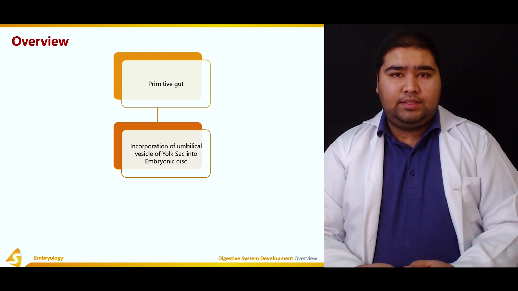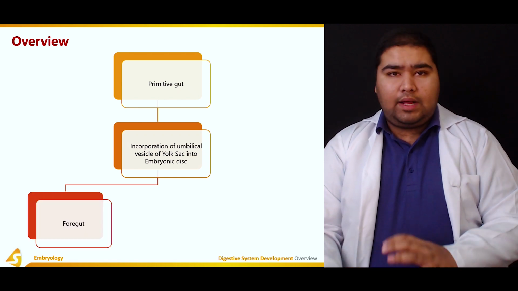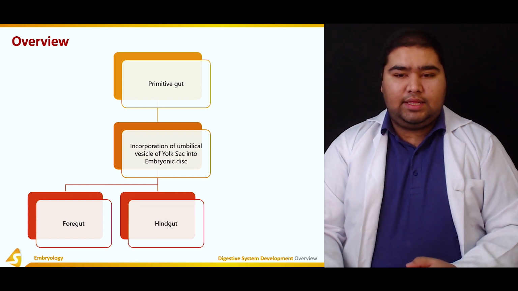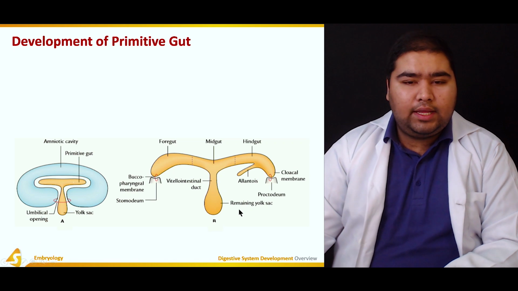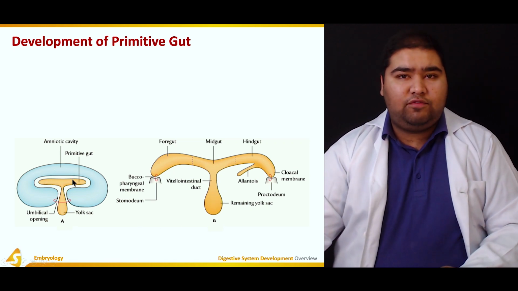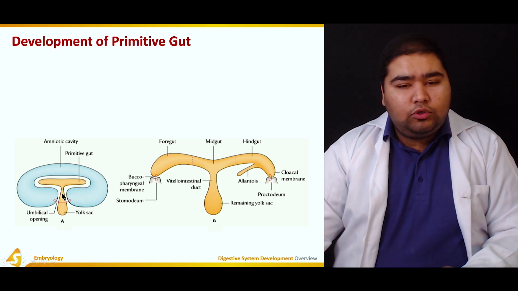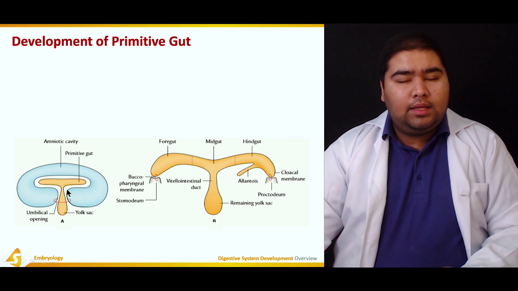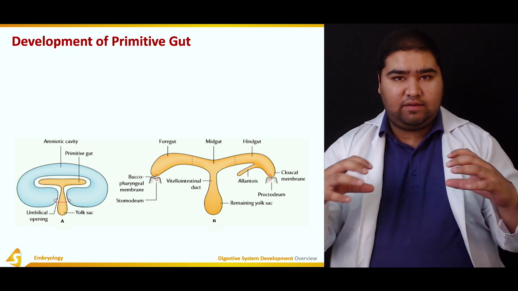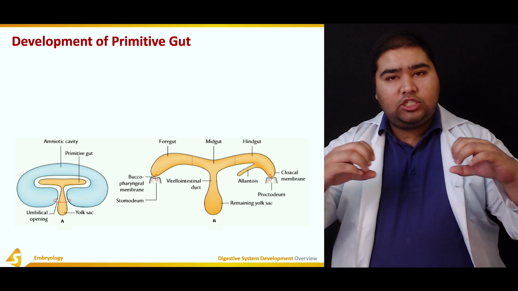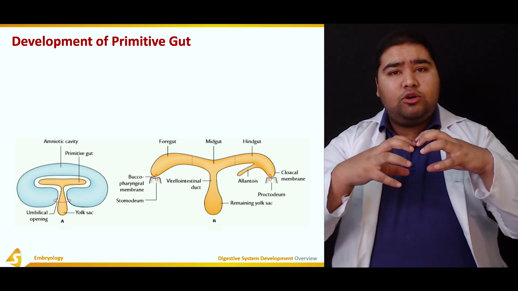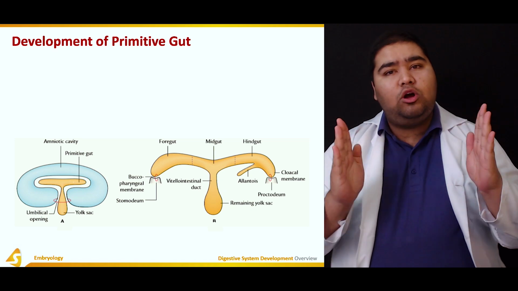So what happens? I'll just go to the diagram first, and then I'll explain this later. So this is the primitive gut. Now, how is the primitive gut actually formed? It absorbs a portion of the yolk sac. This portion of the yolk sac is actually absorbed within this primitive gut. This causes elongation of the primitive gut. Initially, it was a small tube. Now, this tube has started to elongate.